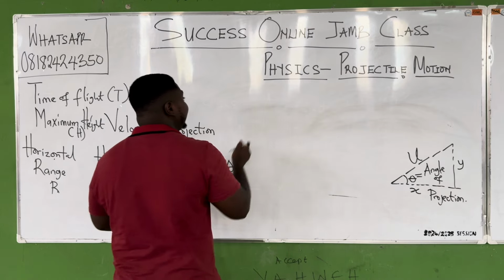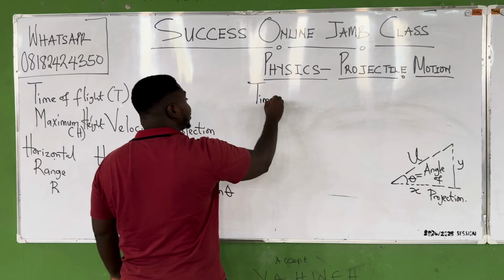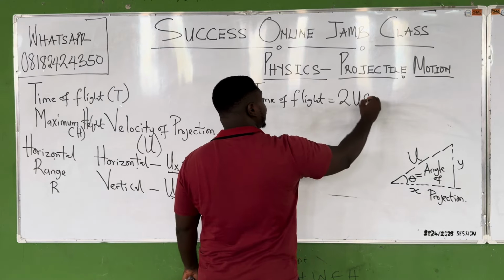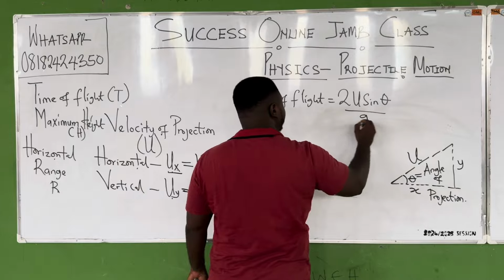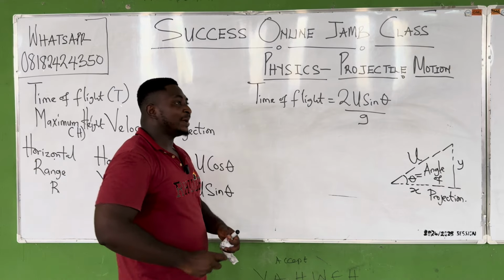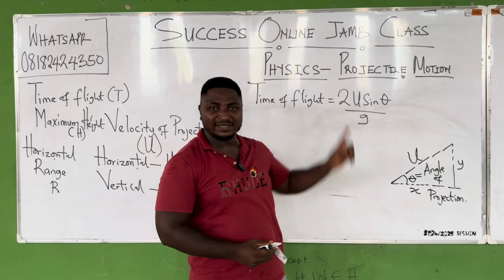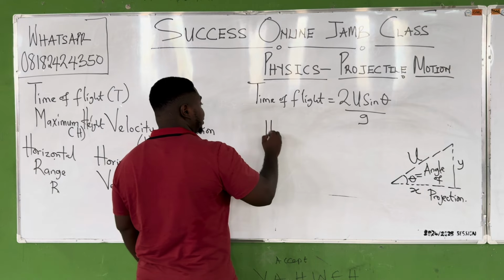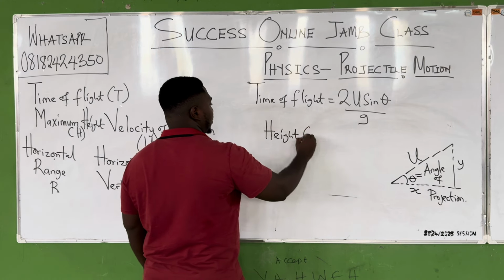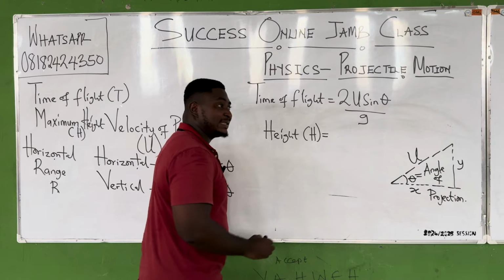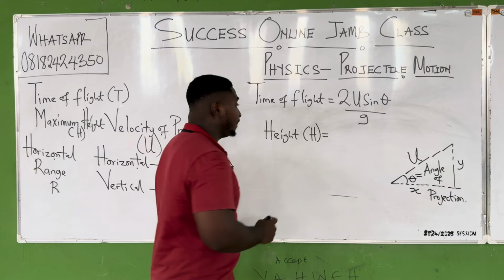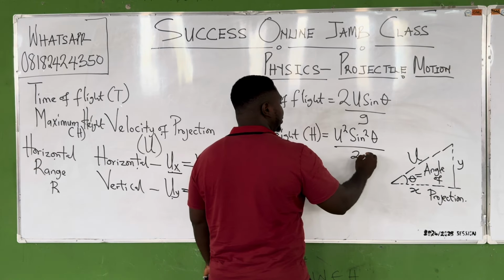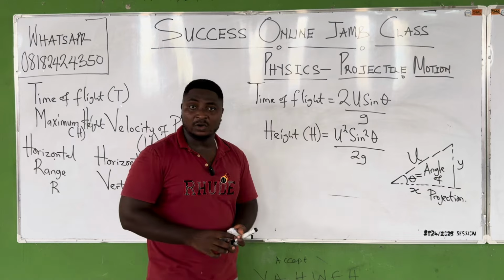So now let's look at the time of flight. The formula for the time of flight of a body undergoing projectile motion, that's the time taken for the body to go up and then return down, is 2u sine theta all over g. Then we have the maximum height, h. The formula for the maximum height attained by the projectile body is u square sine square theta all over 2g.